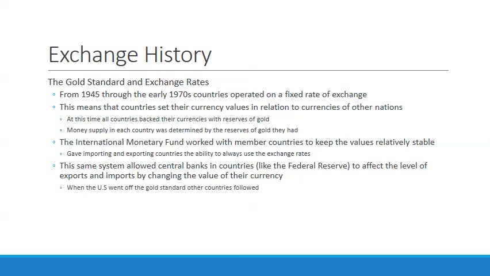So when the US went off the gold standard, other countries followed. And as a result, inflation became a whole lot less predictable, and fixed exchange rates became a lot less practical.